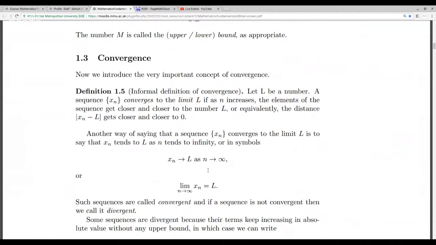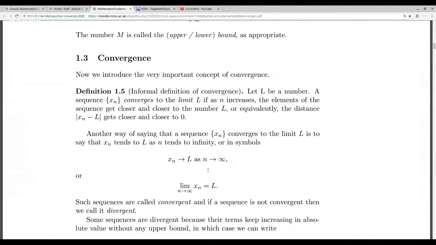So this distance between the sequence element and the fixed value L, if that's continuing to get closer and closer to 0 as you go out along the sequence, then we say it's converging to L.